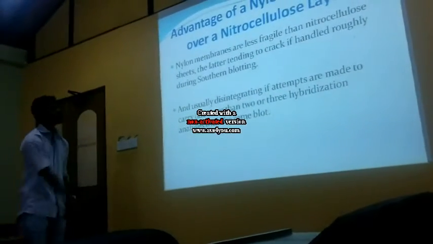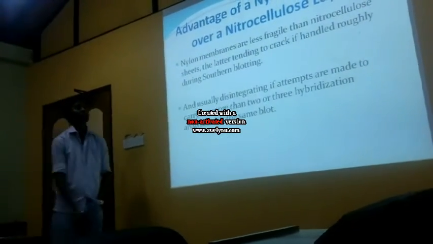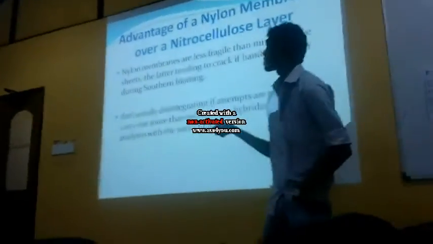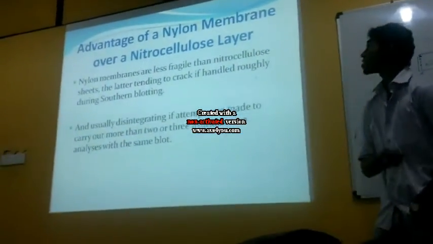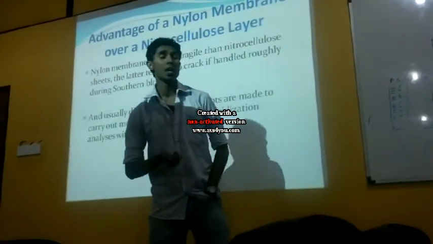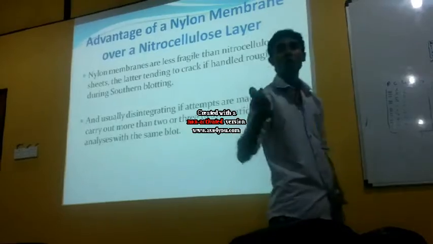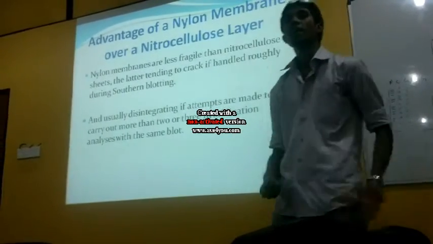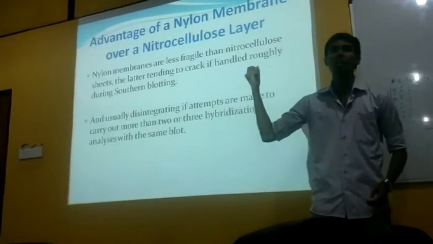The next thing I told you, the nylon membrane and the nitrocellulose layer. Nitrocellulose layers were used in the olden days, but now what we use is the nylon membrane. The advantage of the nylon membrane is that it could be charged. For example, you comb your hair, and you take a piece of paper, and the comb attracts the piece of paper. The nylon membrane is something like that.